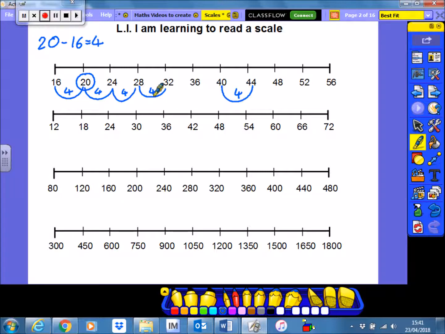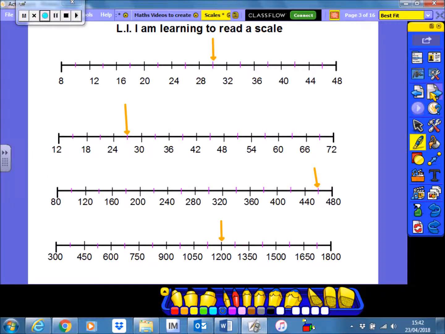Now, using the same strategy again here, I could do 18 take away 12 to work out what the increment is. And the increment in this case would be 6. Or similarly, I can look for a nice round number, say 30 here, or 60 here, and see what number is directly beside it. So in this case, the scale is moving up in 6. I'm going to leave the next two for you to work out as an example, but let's move on to a different type of scale.